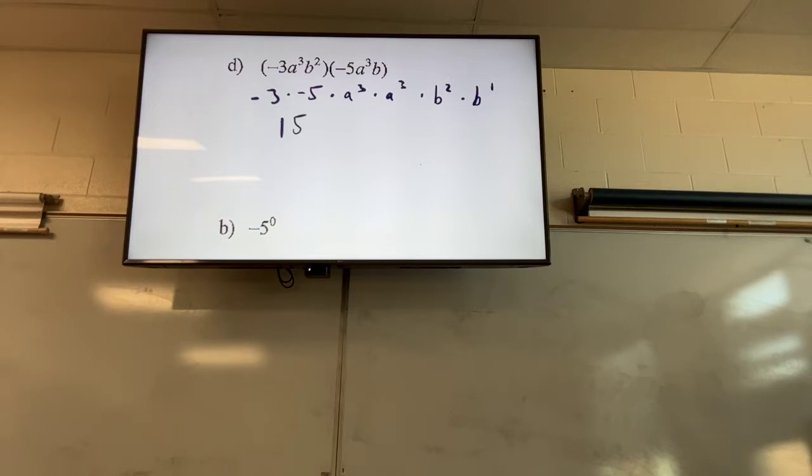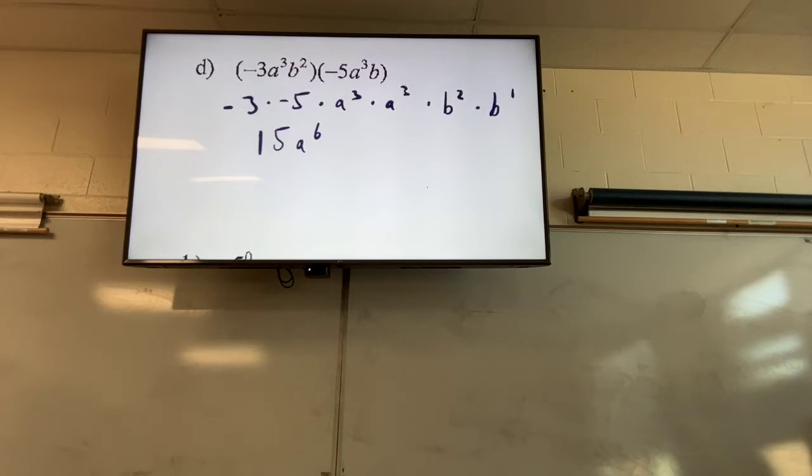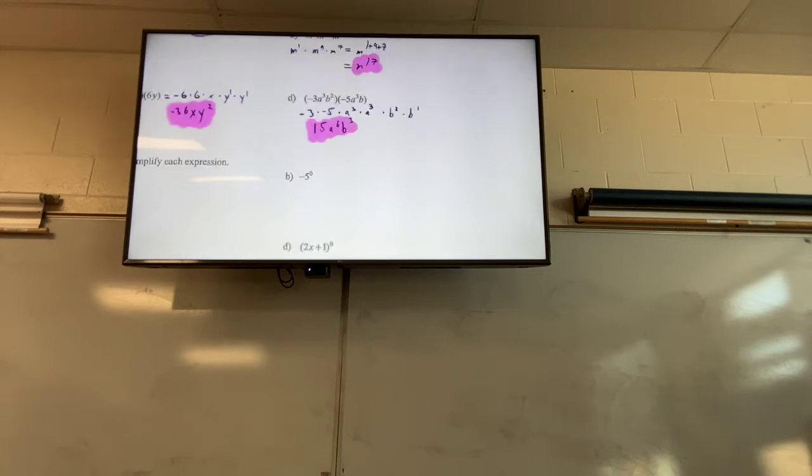What would a cubed times a cubed be? A to the 6. And then b squared times b to the 1 is b to the 3. Good job.